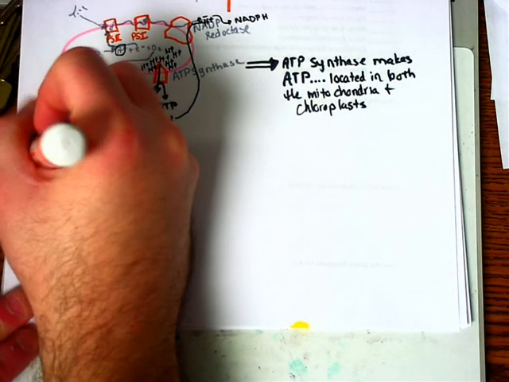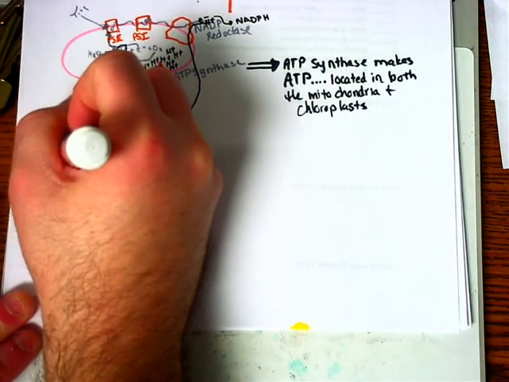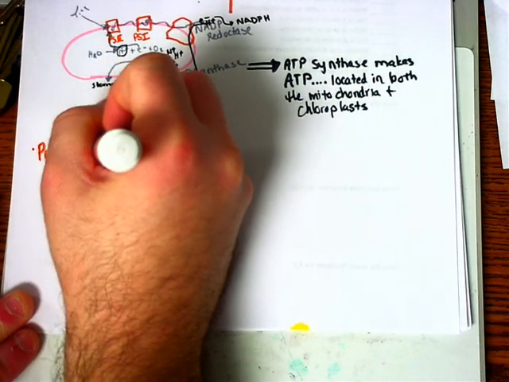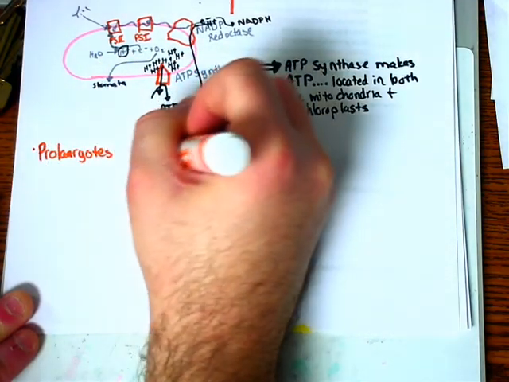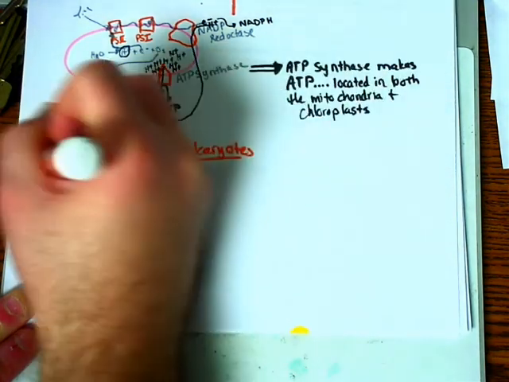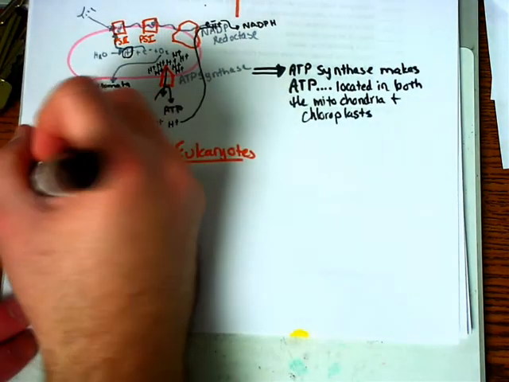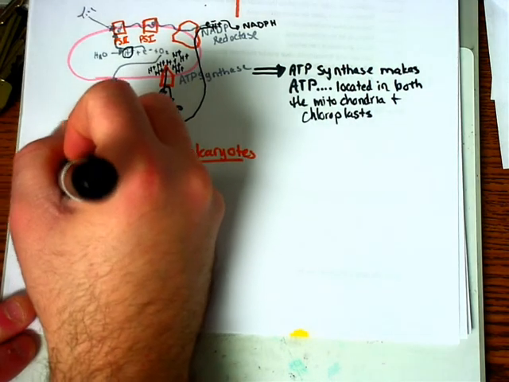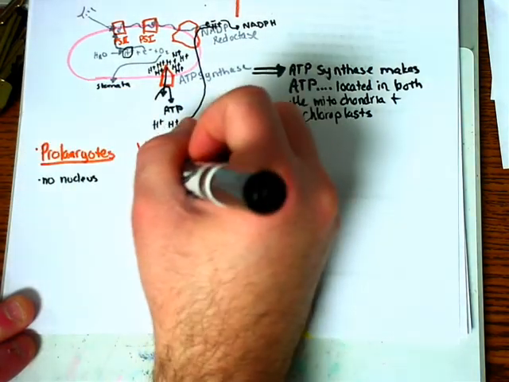Some good questions about the differences between prokaryotes and eukaryotes. What type are you? Okay, good. That means you don't have a nucleus, right? That's false. Good. So a prokaryote would be lacking a nucleus, so no nucleus for the prokaryote. But of course that would be yes nucleus.